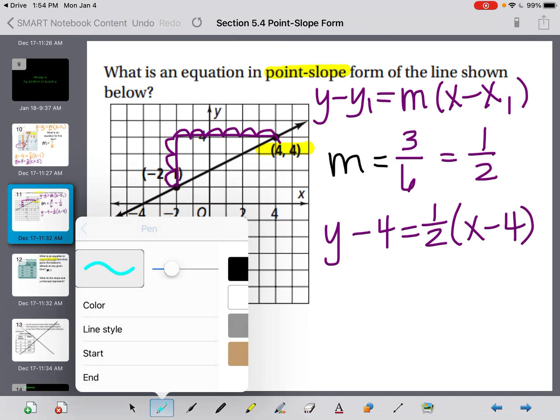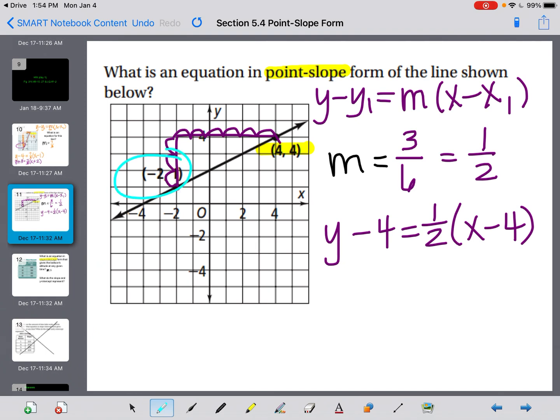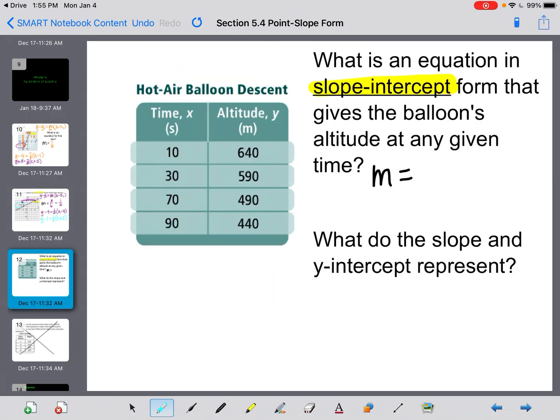If you like negative numbers and you chose the other one right here, you would have y minus the y equals the slope times x minus the x. Those are your two possible answers. All right, last one is a word problem, real life.